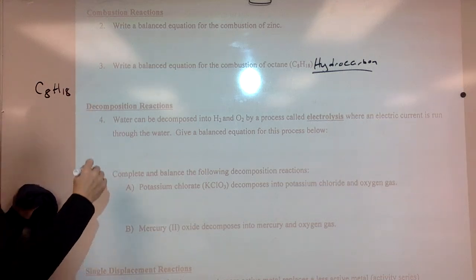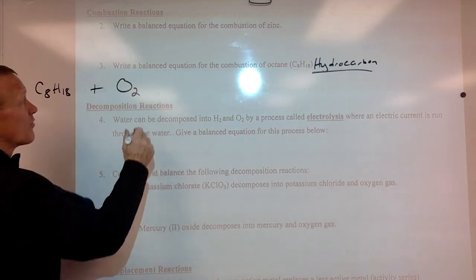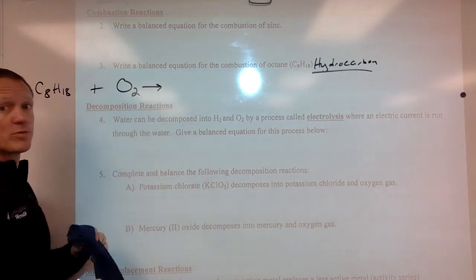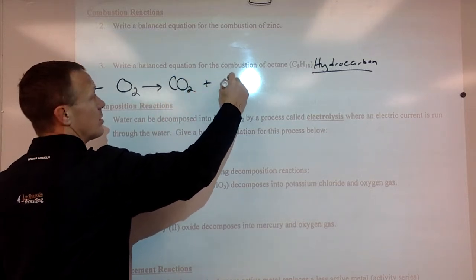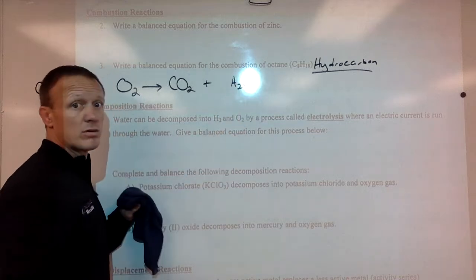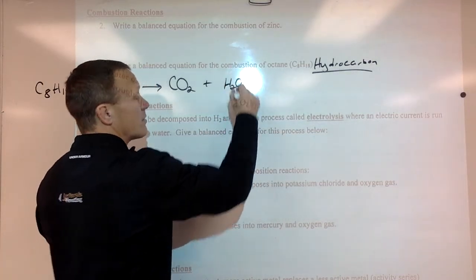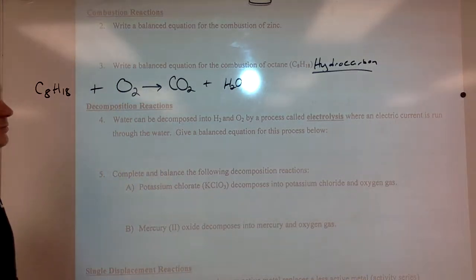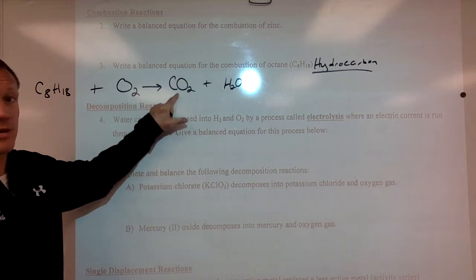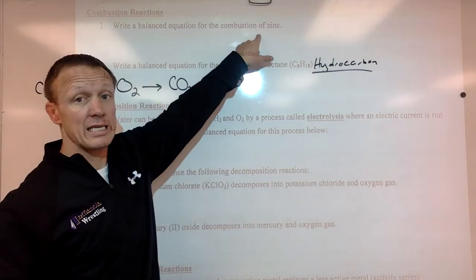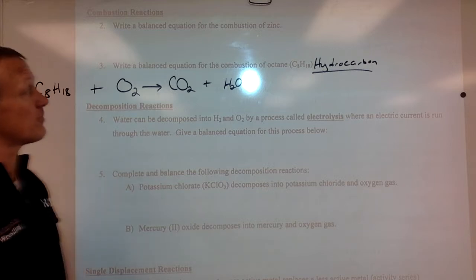Combustion means, remember, it's burning, so combining with oxygen, which is diatomic. For all hydrocarbon combustion, it's always going to produce the same 2 things. It'll always be CO2 and H2O. Hard to see again. CO2, H2O. So every time we burn a hydrocarbon, it's carbon dioxide and water. When you burn zinc, it is not a hydrocarbon, so you do not get carbon dioxide and water.